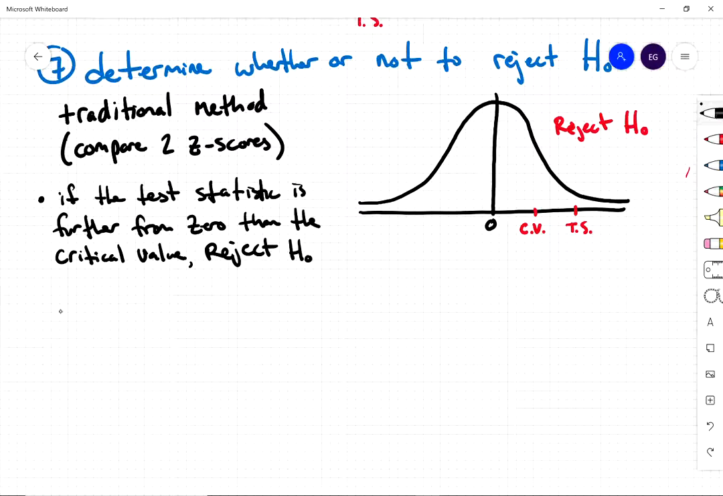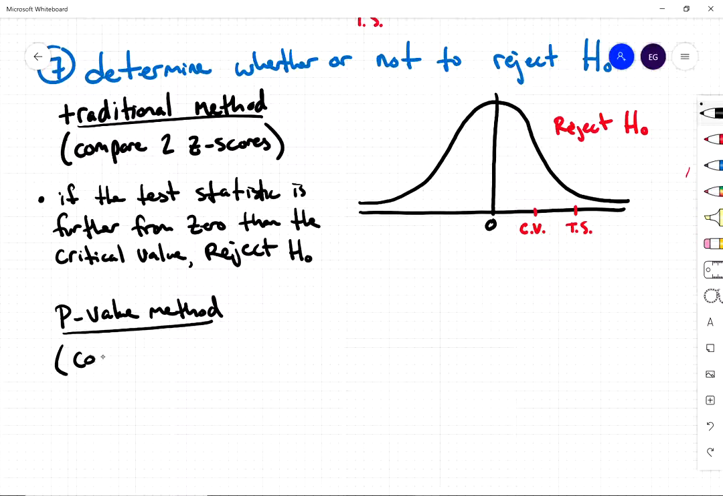The other method is called the p-value method. So we have traditional method, p-value method. With the p-value method, you're comparing two areas.